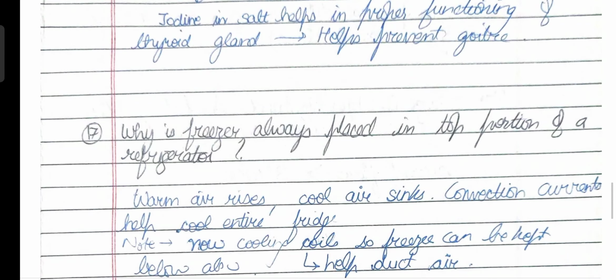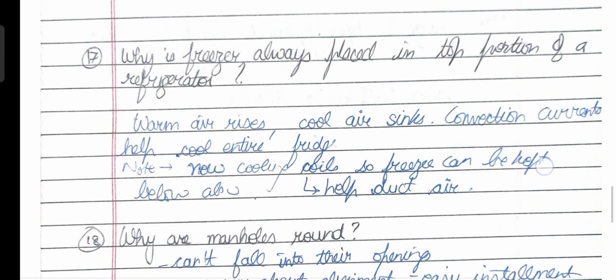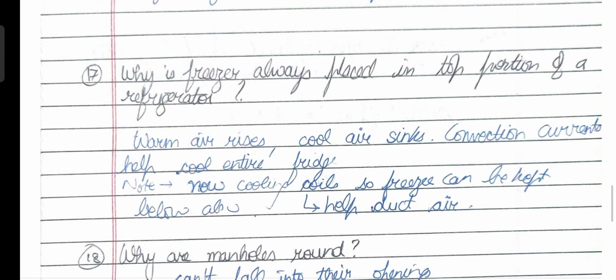Next is, why is the freezer always placed in the top portion of a refrigerator? Nowadays there are so many refrigerators, they even have new technology wherein they can place the freezer anywhere. In the earlier times, the freezer used to be placed just in the top section. So why was that happening?